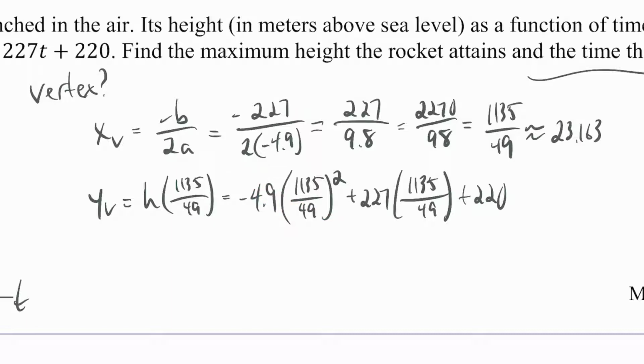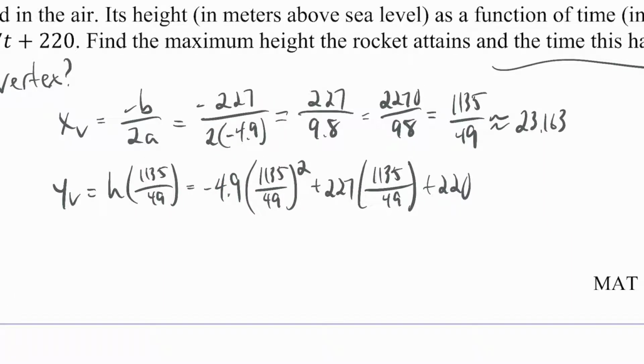But do we want to bother doing that or just throw it in the calculator? I know I'm hearing some of you shouting at me, throw in the calculator. So I guess I'll capitulate. We'll just throw it in the calculator. So negative 4.9 times 1135. Now notice I'm not going to type in the rounded value, I've already rounded this to 3 places. I'm going to type in the whole thing. If I'm having my calculator do it, let's not be extra lazy. Let's type in the whole fraction so the calculator has the exact value to work with, okay? And then plus 227 times 1135 divided by 49, plus 220.